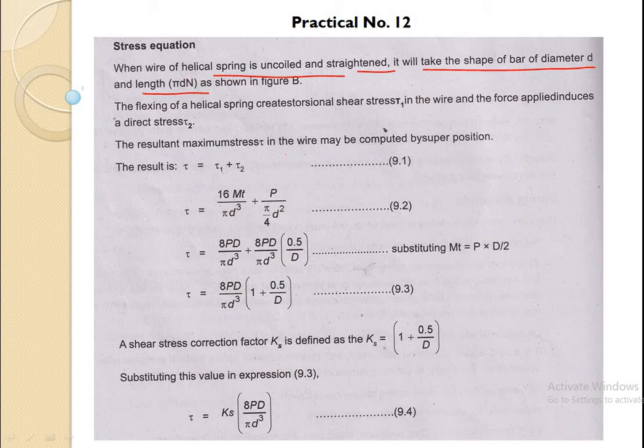The resultant maximum stress in the wire may be calculated by tau 1 and tau 2. Now tau 1, this is the torsion equation: torque is equal to pi by 16 tau d cube. This is the torsional shear stress, and this is the direct shear stress, P by pi by 4 d square, means force upon area. And this equation you get from torque is equal to pi by 16 tau d cube. This is the tau 1, that is the torsional shear stress, and this is the torque M_t.